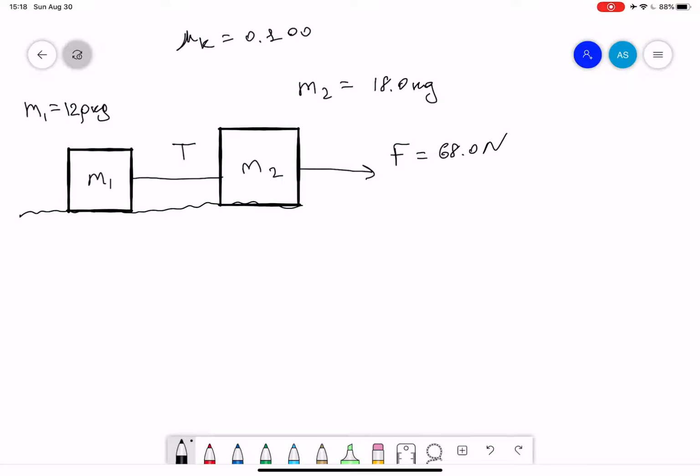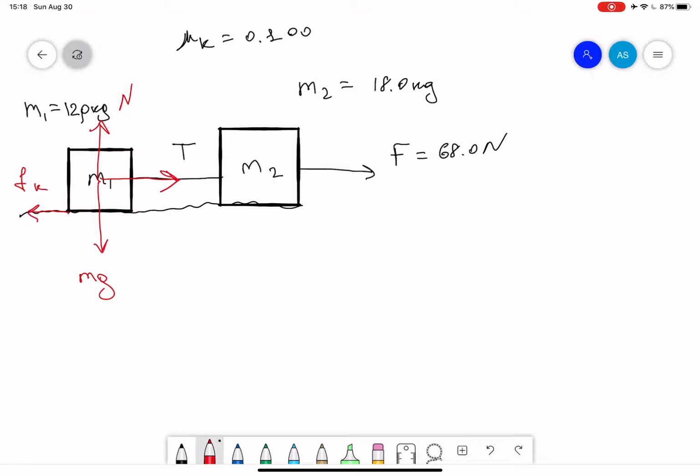Okay. Now, first of all, let's draw a free body diagram for each block. In the first block, what do we have? We have tension. We have mg. We have normal force. Then we have kinetic friction, which always opposes the motion.